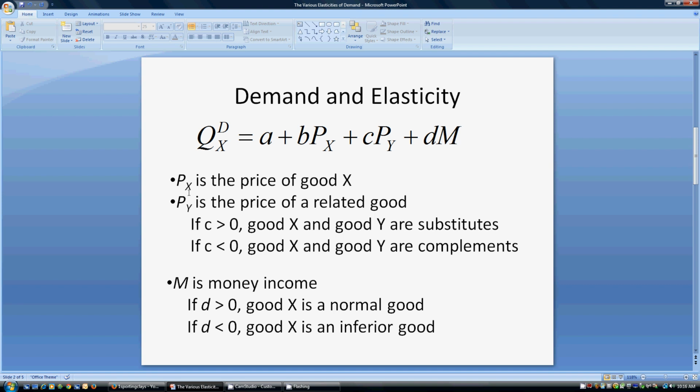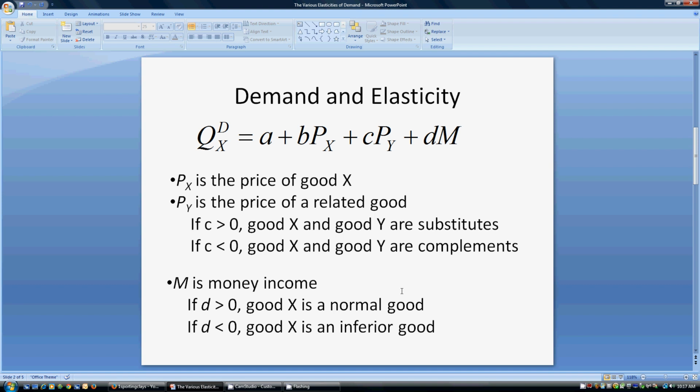So just to recap, this linear demand function depends on the price of good X and the price of a related good, and as I'm showing you here, related goods could either be substitutes or complements. It's going to be dependent upon the sign of this coefficient C. If C is greater than 0, then good X and good Y are going to be substitutes. If C is less than 0, a negative number, good X and good Y will be complements.